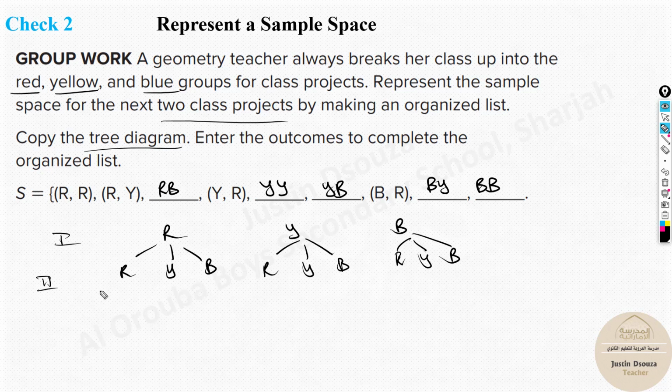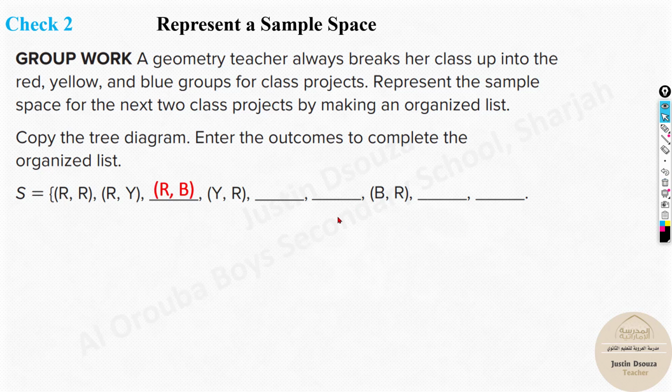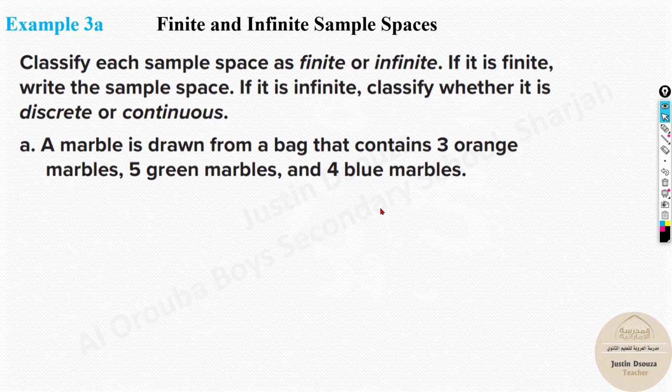So now you can see 1, 2, 3, 4, 5, 6, 7, 8, 9. So if you write it down, it will be R R, that's the first one, R Y, R B, Y R, Y Y, Y B, B R, B Y, B B. So these are all the possibilities which we have now. These are the sample spaces, nine of them. I hope this is clear. This is a very basic concept. Once you understand the gist of it, you can easily solve them. Sample spaces is very basic.